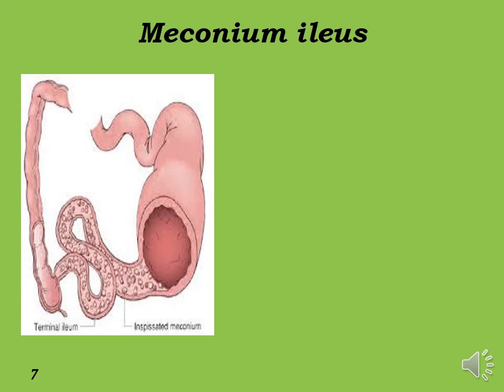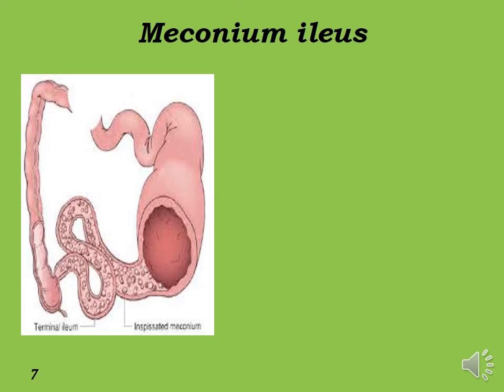As you see here, this is the small bowel, with distended terminal ileum because of an intraluminal mass of meconium obstructing the terminal ileum. So it is not an ileus, it is a misnomer, a wrong name, because ileus means no peristalsis, loss of peristalsis, but here we have a mechanical intestinal obstruction because of abnormal composition of the meconium.